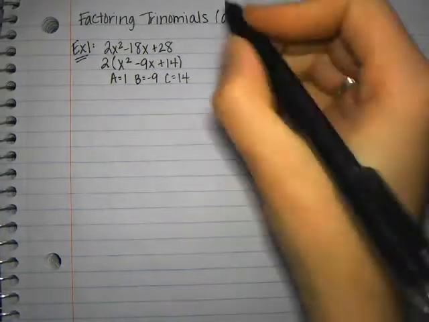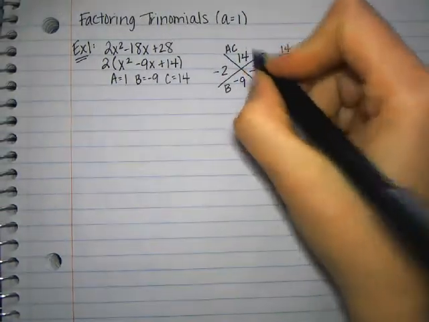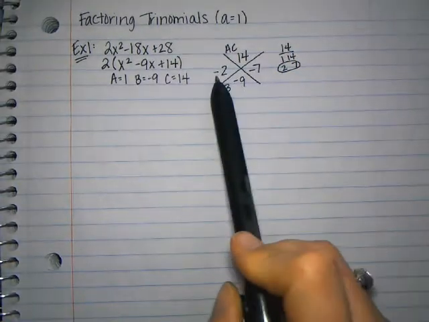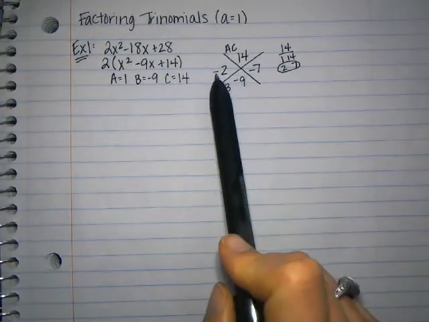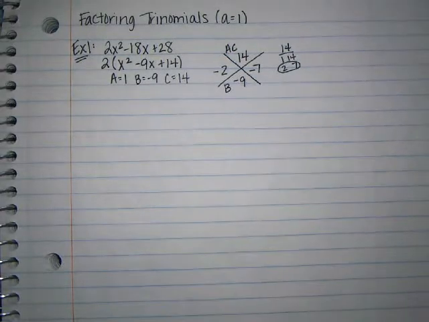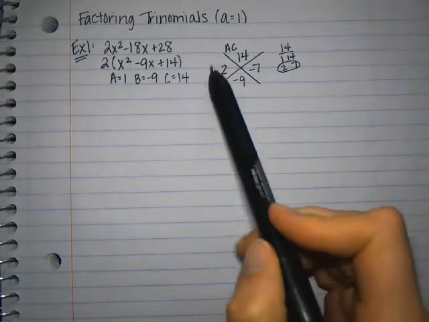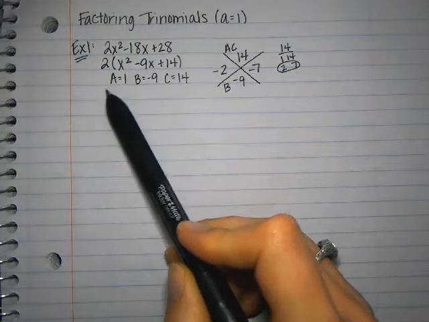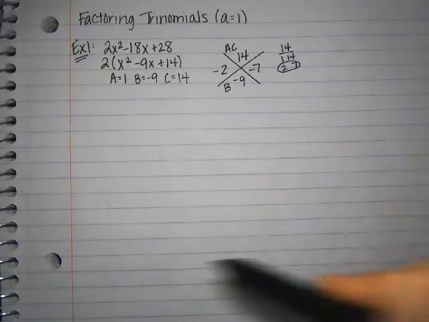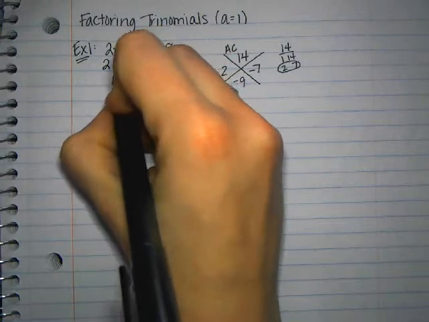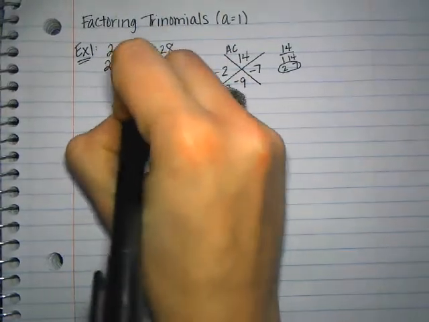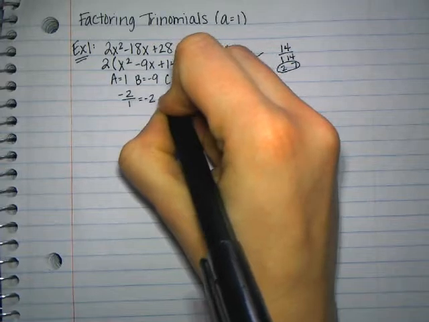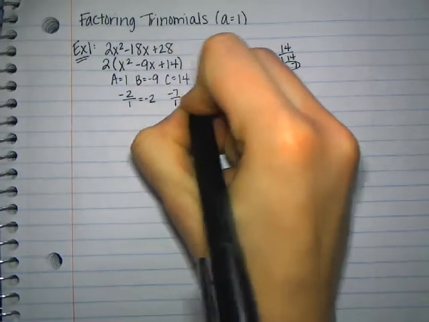So both of these terms need to be negative to be able to multiply to a positive and add to a negative. So double check. Negative 2 times negative 7, positive 14. Negative 2 minus 7 is negative 9. We still need to take our side numbers and divide it by a. We cannot forget this step. I know our a equals 1, but on our next lesson it will not be 1. So we cannot forget this step. Negative 2 divided by 1 is negative 2. Negative 7 divided by 1 is negative 7.